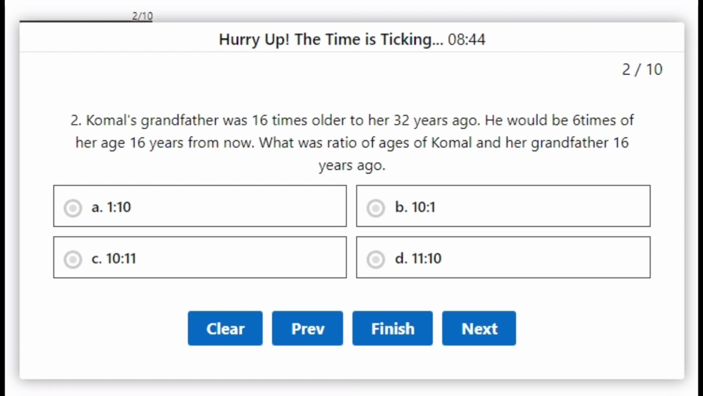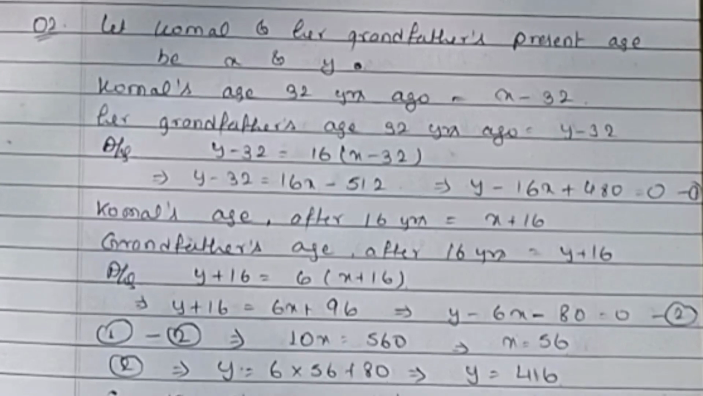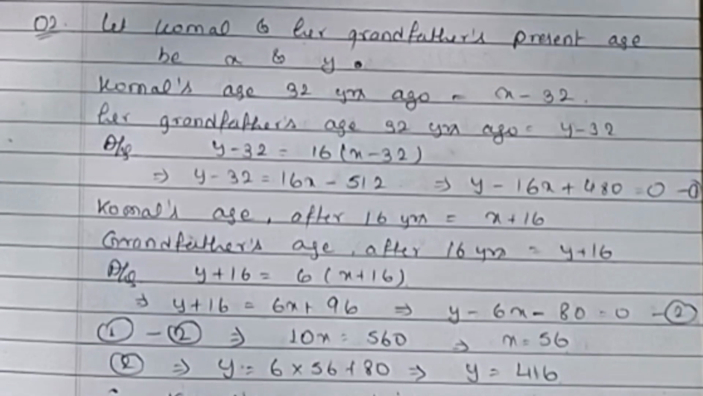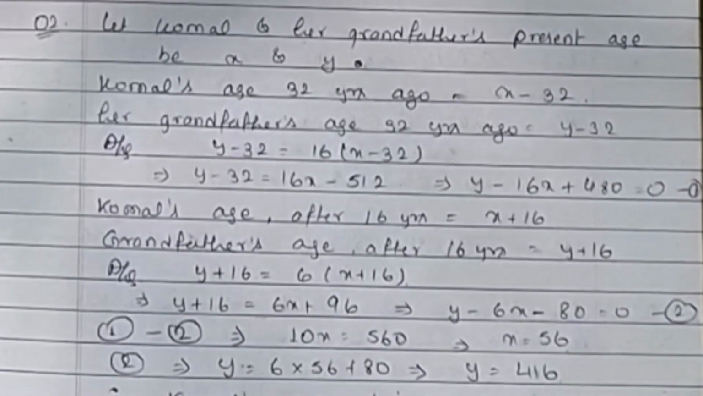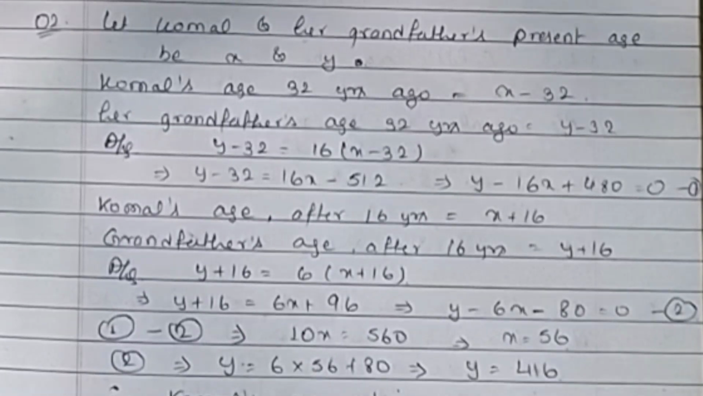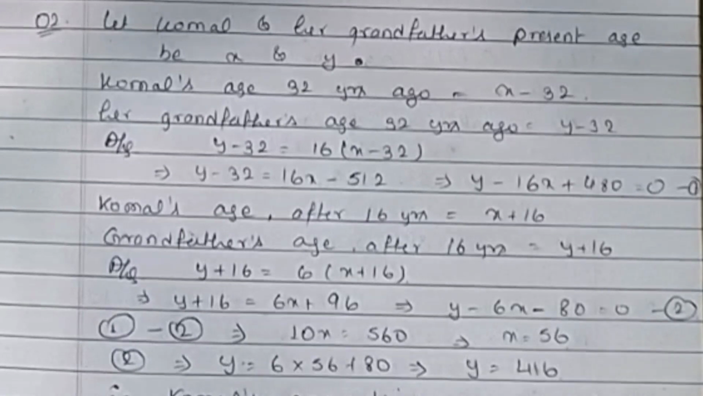Now our second question is, Komal's grandfather was 16 times older to her 32 years ago. He would be 6 times of her age 16 years from now. What was the ratio of ages of Komal and her grandfather 16 years ago? Here we have given some conditions between Komal and her grandfather. So by using these conditions, we have to find the ratio between the ages of Komal and her grandfather 16 years ago. So let's see how we are going to solve it.